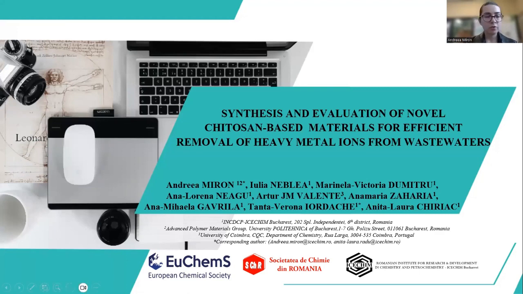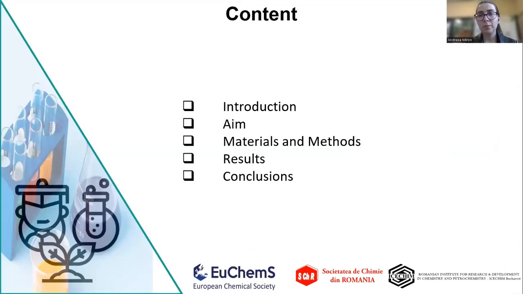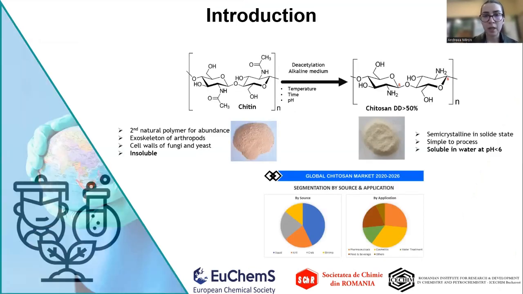The presentation of today is synthesis and evaluation of novel chitosan-based material for efficient removal of heavy metal ions from wastewaters. The presentation is structured in introduction, aim, materials and method, results and conclusion. Chitin is the second most abundant biopolymer in nature after cellulose. We find chitin in the exoskeleton of arthropods and some marine sources like crabs, shrimps, and others.